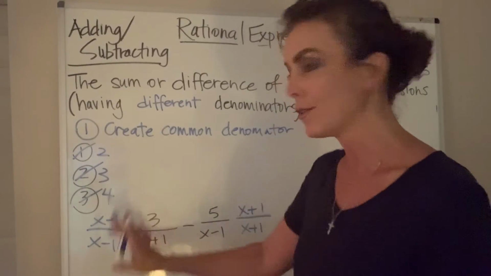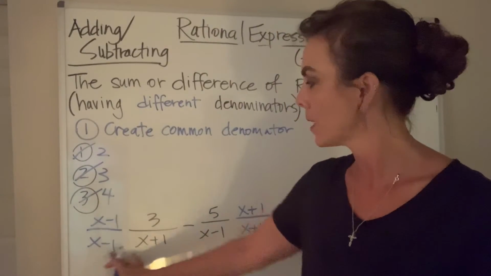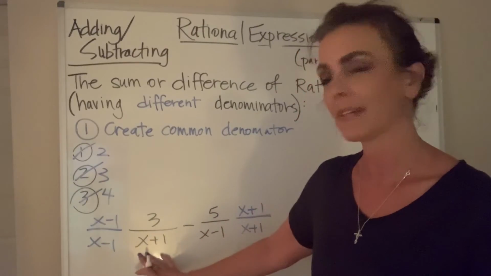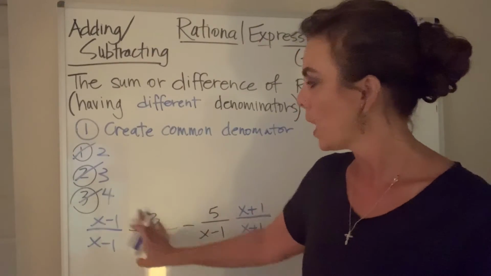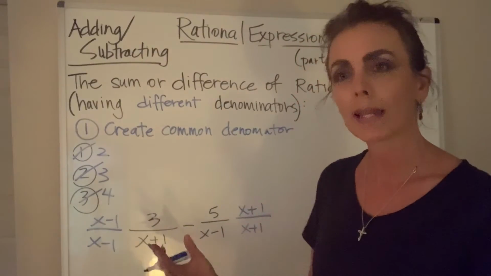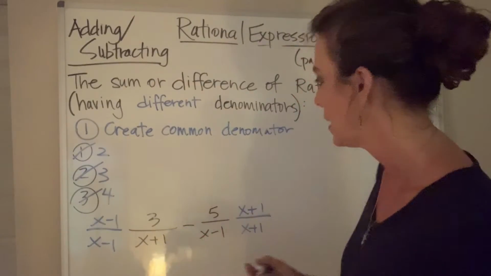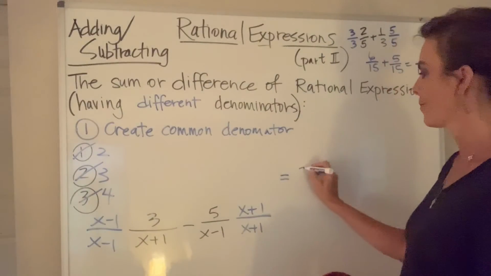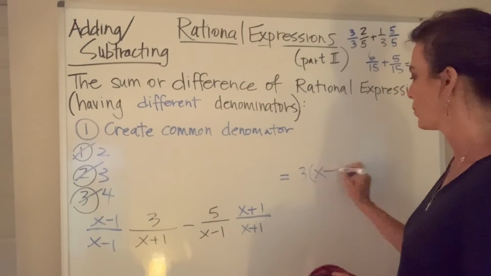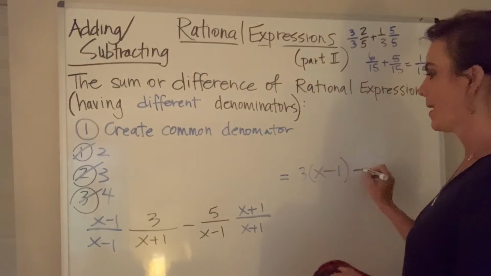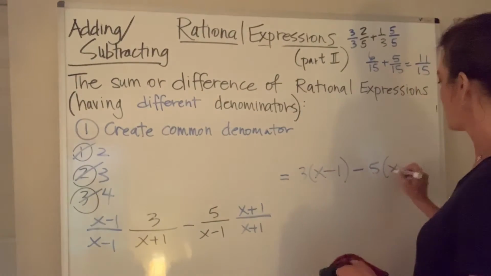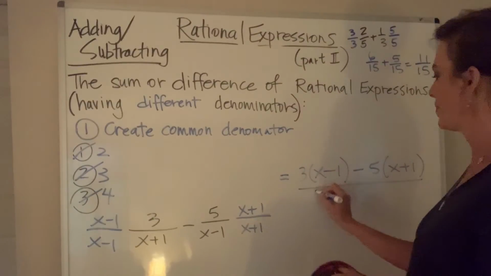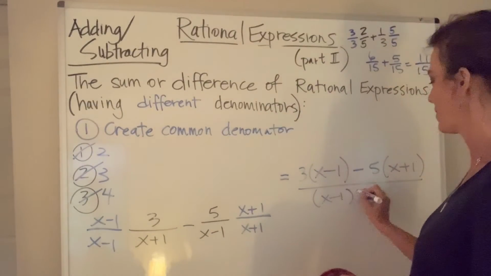All right, so that's what we're going to do. So let's go ahead and do this. Now we're not going to multiply this out. We're just going to leave this as x minus 1 times x plus 1. But we are going to multiply the top out so we can actually combine it with the second piece. Okay, so let's say that this is going to be 3 times x minus 1 minus 5 times x plus 1. All right, and this is our numerator, and that's all going to be over x minus 1 times x plus 1.